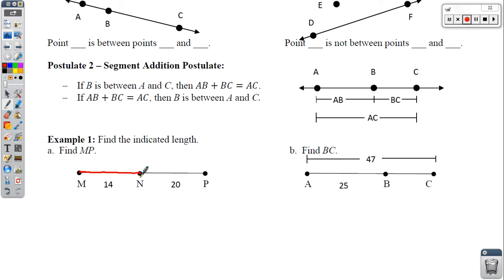If we look at an example of this, in example 1, you can see here we've got the red segment is 14 units long. The green segment is 20 units long. And so the blue segment, if we want to know the length of that, well, we just do 14 plus 20, and so we get 34. So that is the length of MP.